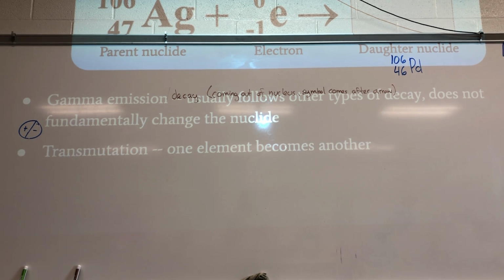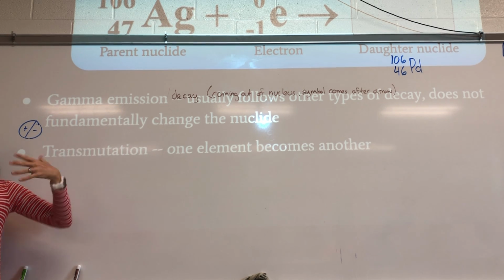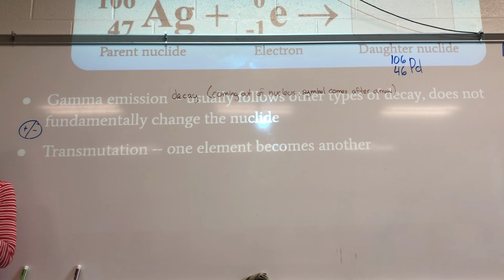Now, the one we didn't talk about and won't really see is gamma. Why would we not really have to balance gamma? Yeah, look at its symbol. What are the numbers for gamma? 0, 0. Gamma doesn't actually change what it is, but it's energy that comes out in the process of a decay. So a lot of times gamma is present, but it doesn't change the nucleus, so for now, we don't focus on balancing it out.